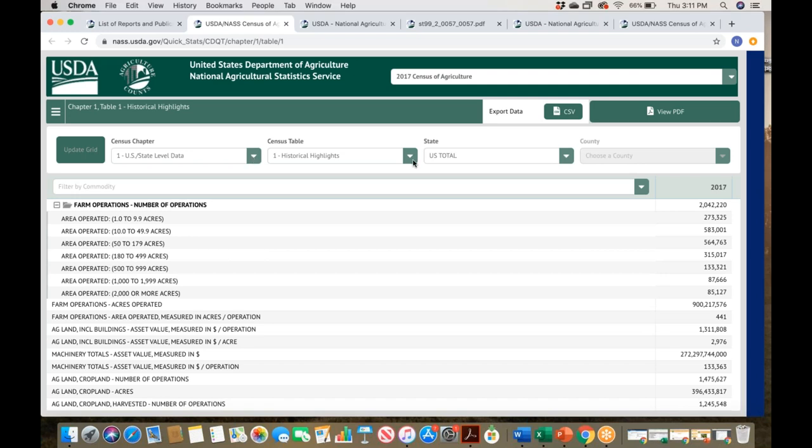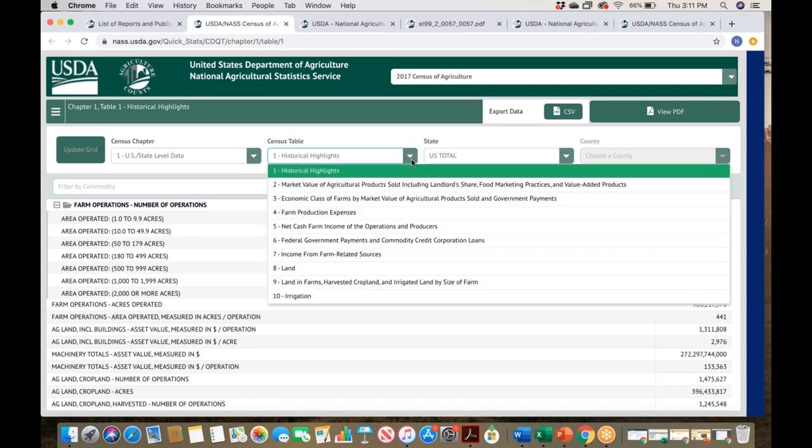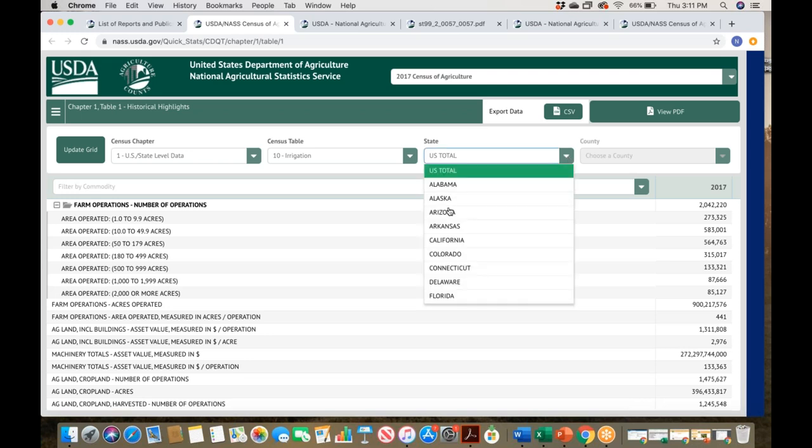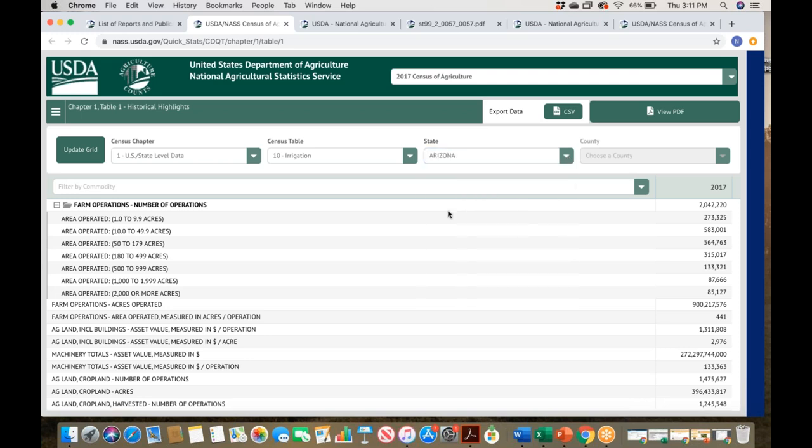There's going to be options in these drop downs, and you pick what is important to you. Let's say irrigation. I know irrigation is really important for folks in the Southwest and other areas. So let's do irrigation in Arizona. And don't need to choose a county. I'm going to update the grid.